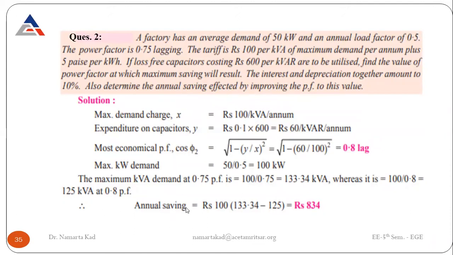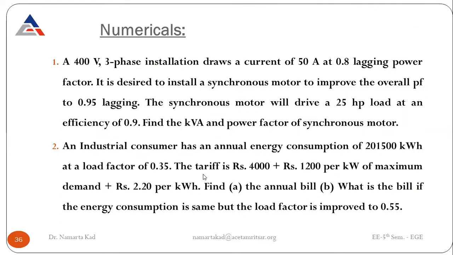So annual savings comes out to be, here it is 100 per kVA, 100 multiplied by this minus this. So this is our annual saving on installing the capacitors. This is how to calculate the savings in terms of kVA demand. So these are the two numericals which are solved here, and now these numericals we have to do on the board. So let's start with these numericals.